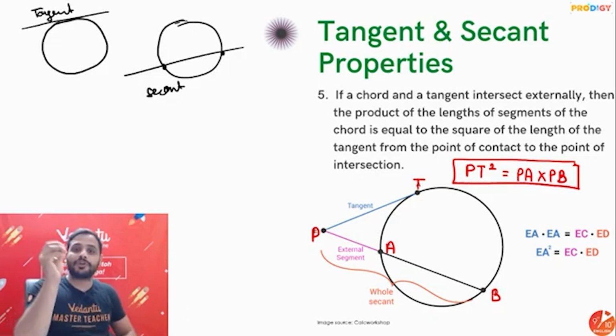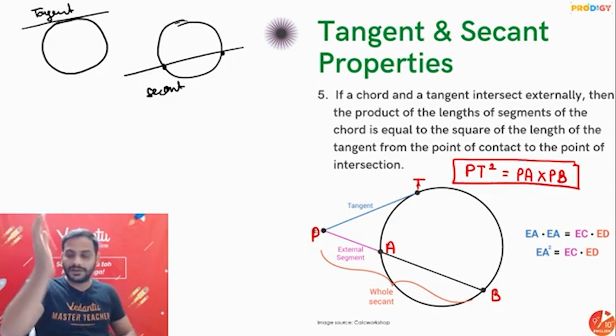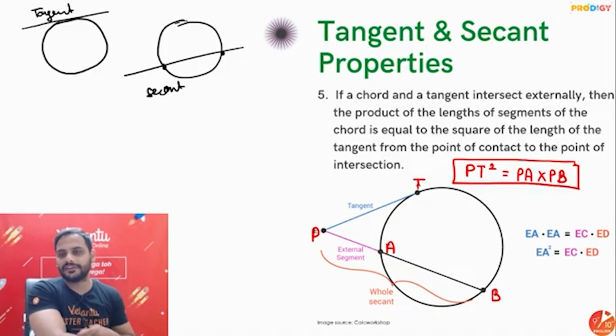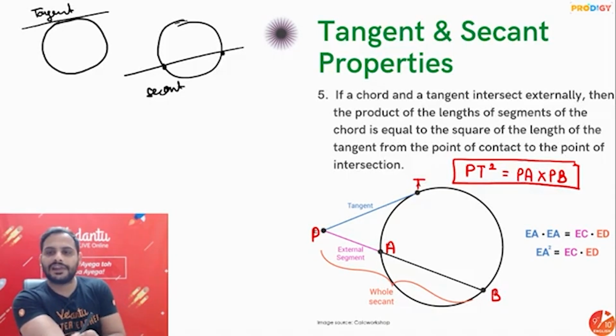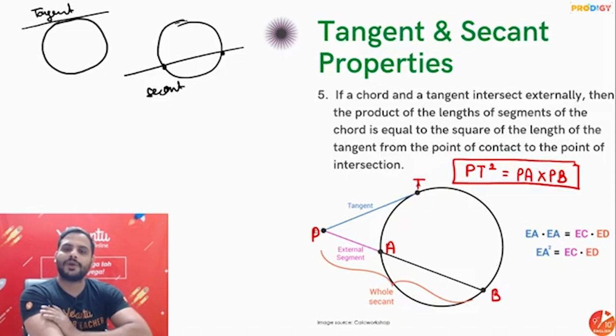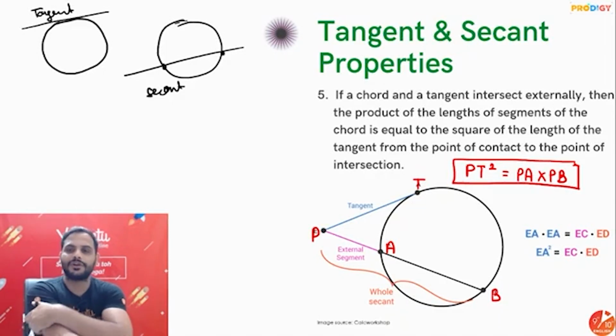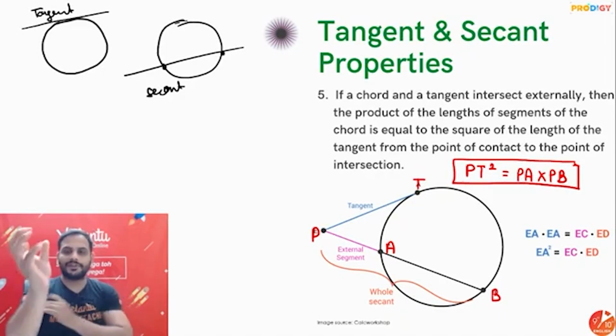Alright, focus on the diagram. This much language, no need to remember, just read it once. If a secant and a tangent intersect externally, the product of the lengths of the segments of the secant is equal to the square of the length of the tangent from the point of contact to the point of intersection. But the main thing is the diagram.